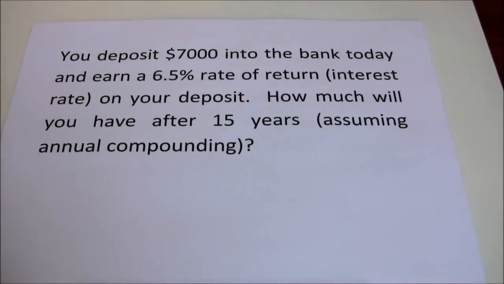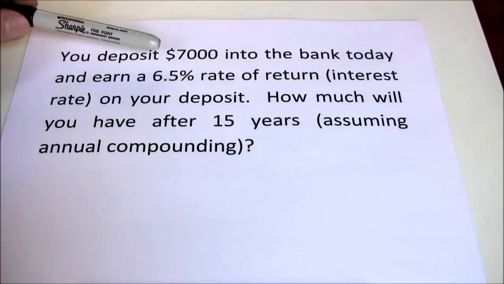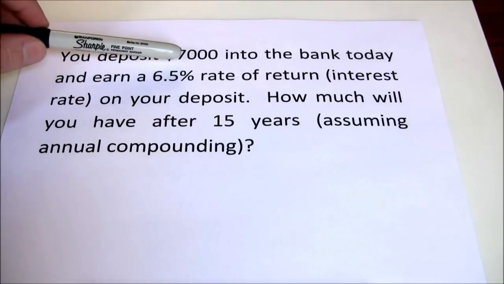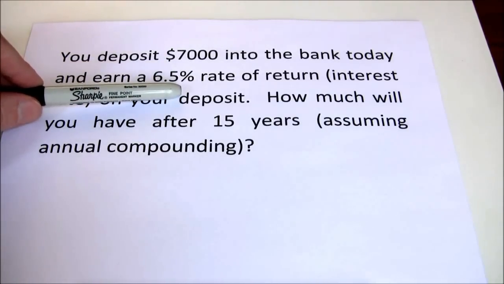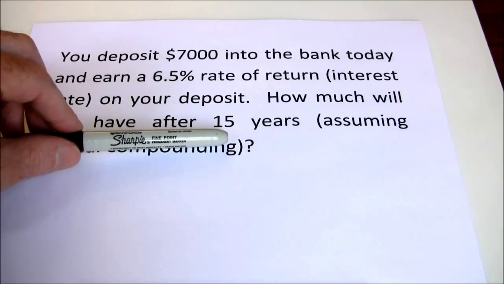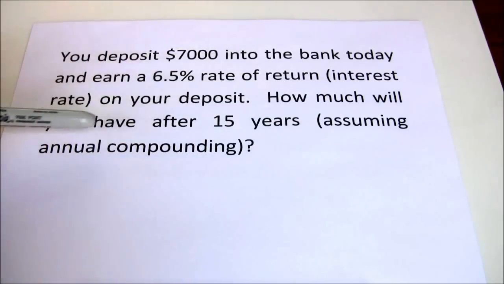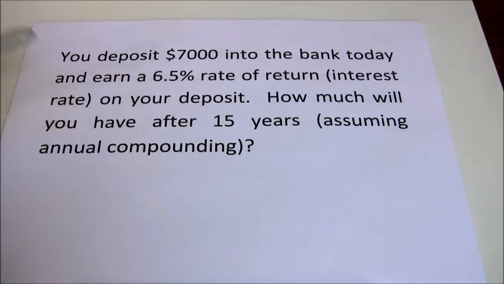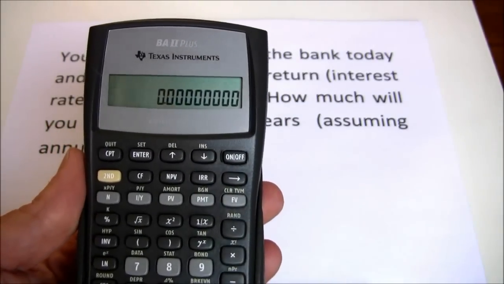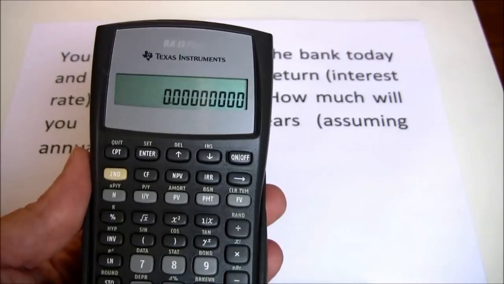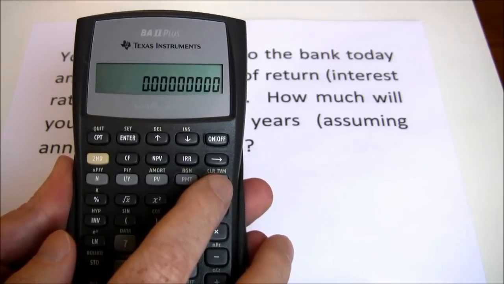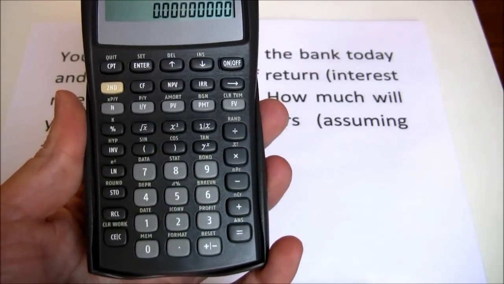So in this problem, we start with $7,000 that we're depositing into the bank today. So that's going to be our present value. The 6.5% rate of return is our interest rate. 15 years is our N, and we want to know how much we're going to have after that 15 years, so we're solving for our future value. So to do that on the calculator, we always want to put the value in and then enter it into the key. So let's just start and work our way across from left to right, and we're going to start with the number of periods.